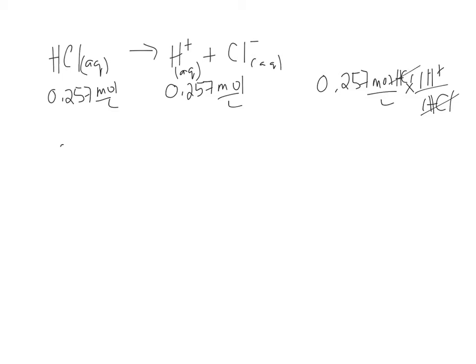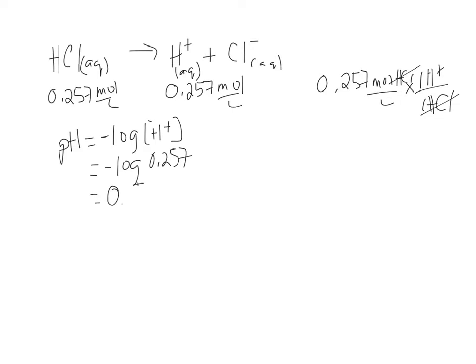So pH is equal to the negative log of H plus. So the negative log of 0.257 is 0.590. So this is extremely acidic, right? It's less than pH 1.